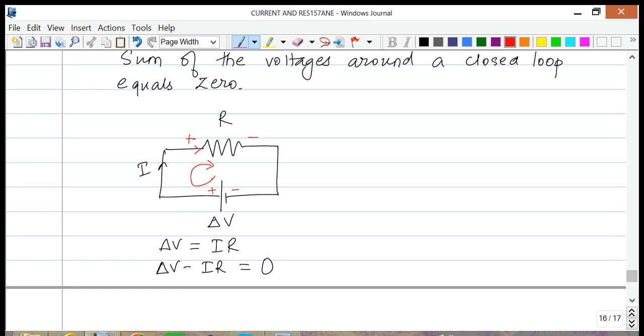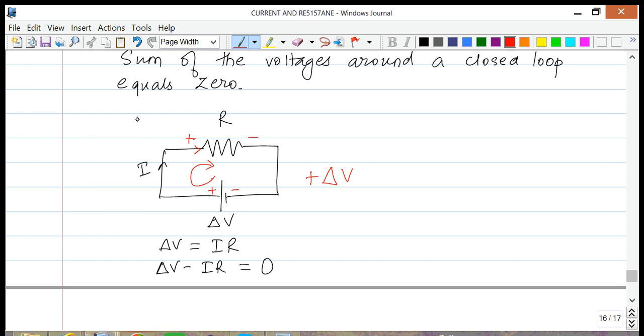Okay, so let's see if this works now in this case. So we have delta V in the direction of the loop. As I go in the direction of the loop, let's keep in mind that if you go from negative to positive, you're going from low to high, and when you go from low to high, your voltage is increased. So we will write a plus delta V for the voltage of the battery.